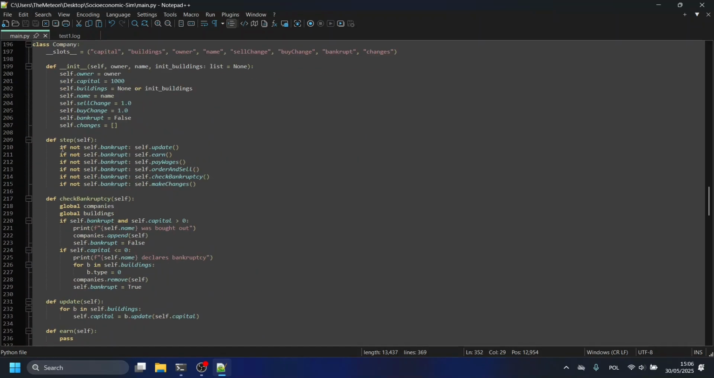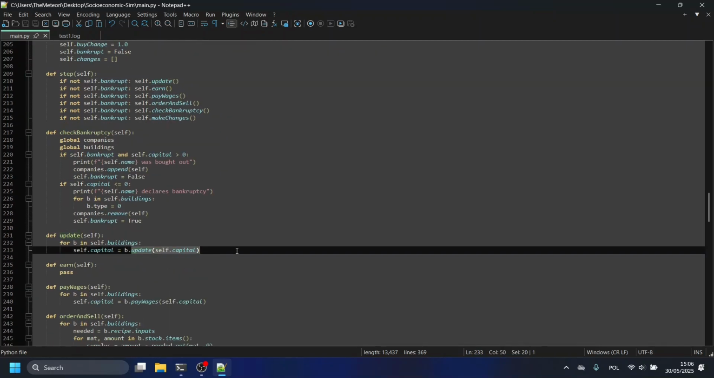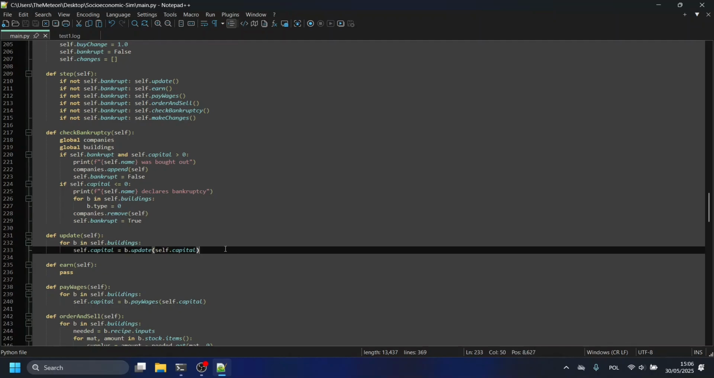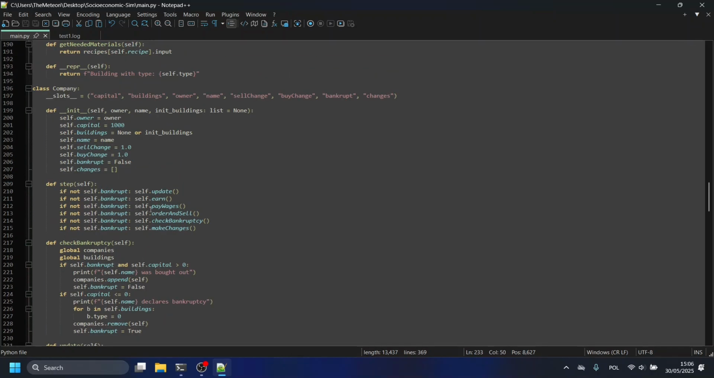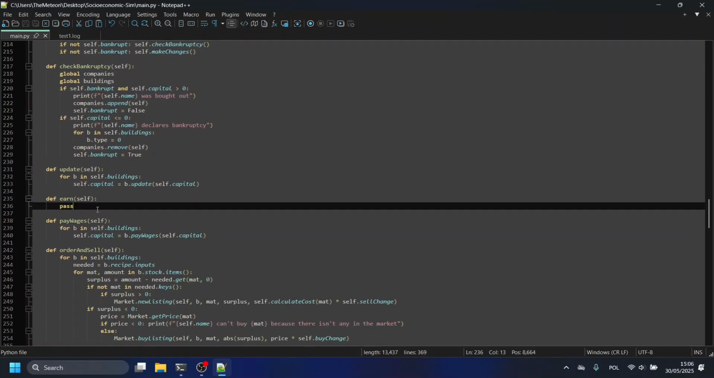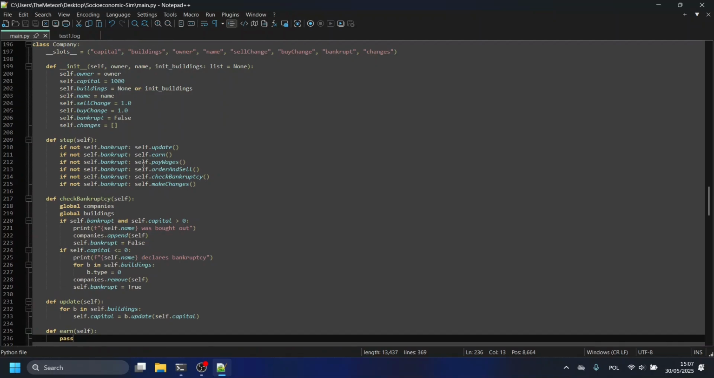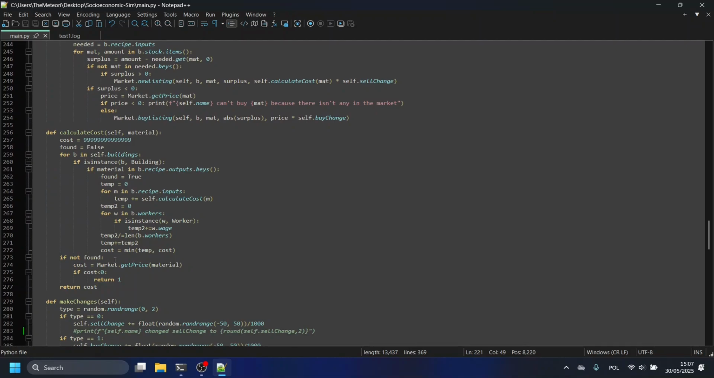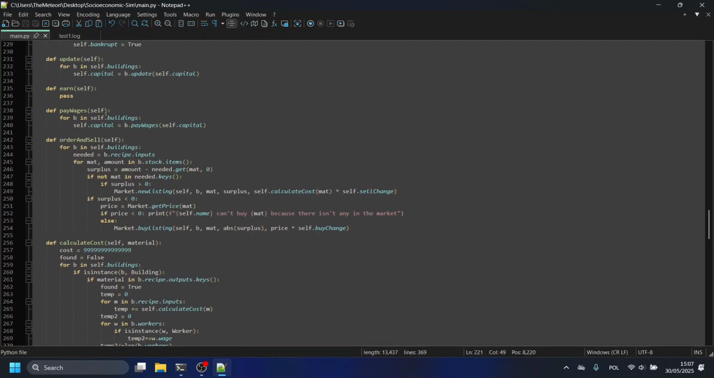Company step. It checks if the company is bankrupt, then updates itself, which is basically going over all the buildings a company owns, updating them, and setting the new capital to the capital that is given by the update function. Then it checks once again if it is bankrupt. Checks if the bankrupt flag is set to true. If it isn't, it earns money, which does absolutely nothing. I haven't implemented that. Then it pays wages, which loops over the buildings. Each building pays its own wages, and that's basically it.